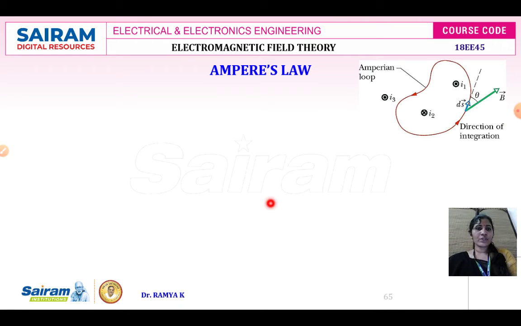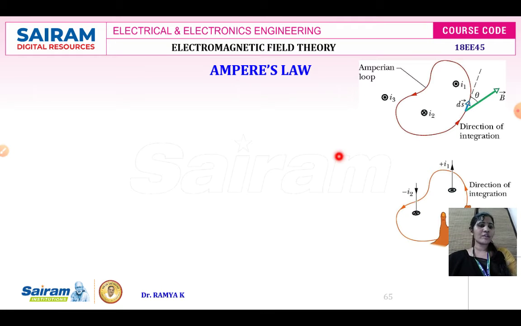Here you are going to see an Amperean loop. It is nothing but a loop where there will be a flow of current. Let I1, I2, I3 be the currents, current entering and current leaving. You can consider anything, a dot and a cross mark. So if you consider the dot to be the current entering, I2 will be the current leaving path.